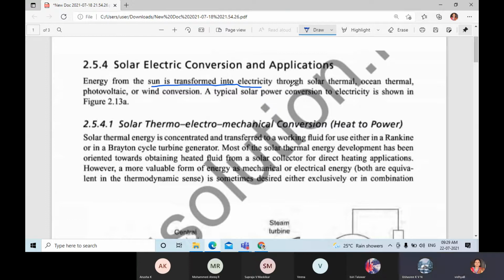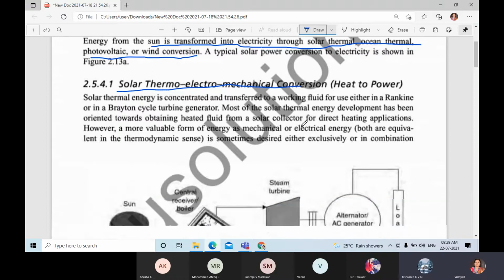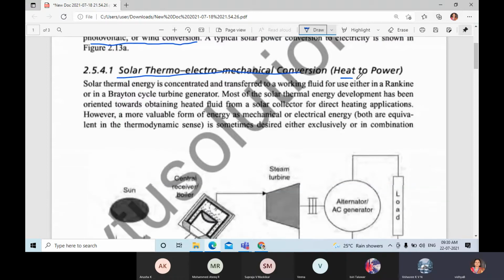Yes, ma'am. Solar electric is nothing but the energy from the sun is transformed into electricity through solar thermal or ocean thermal and photovoltaic or wind conversion. There are types in solar electric conversion. First, solar thermo-electromechanical conversion, which converts heat to power.